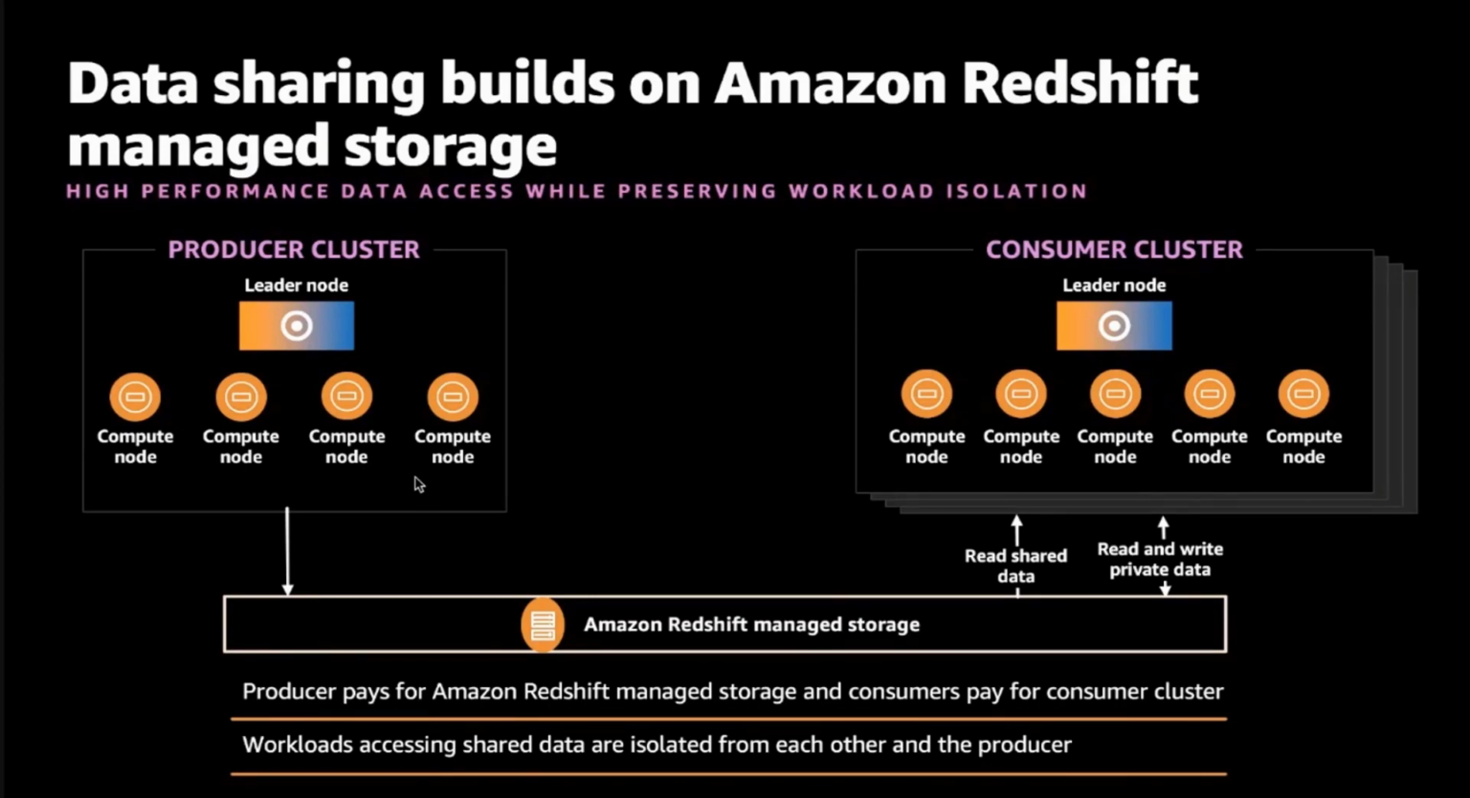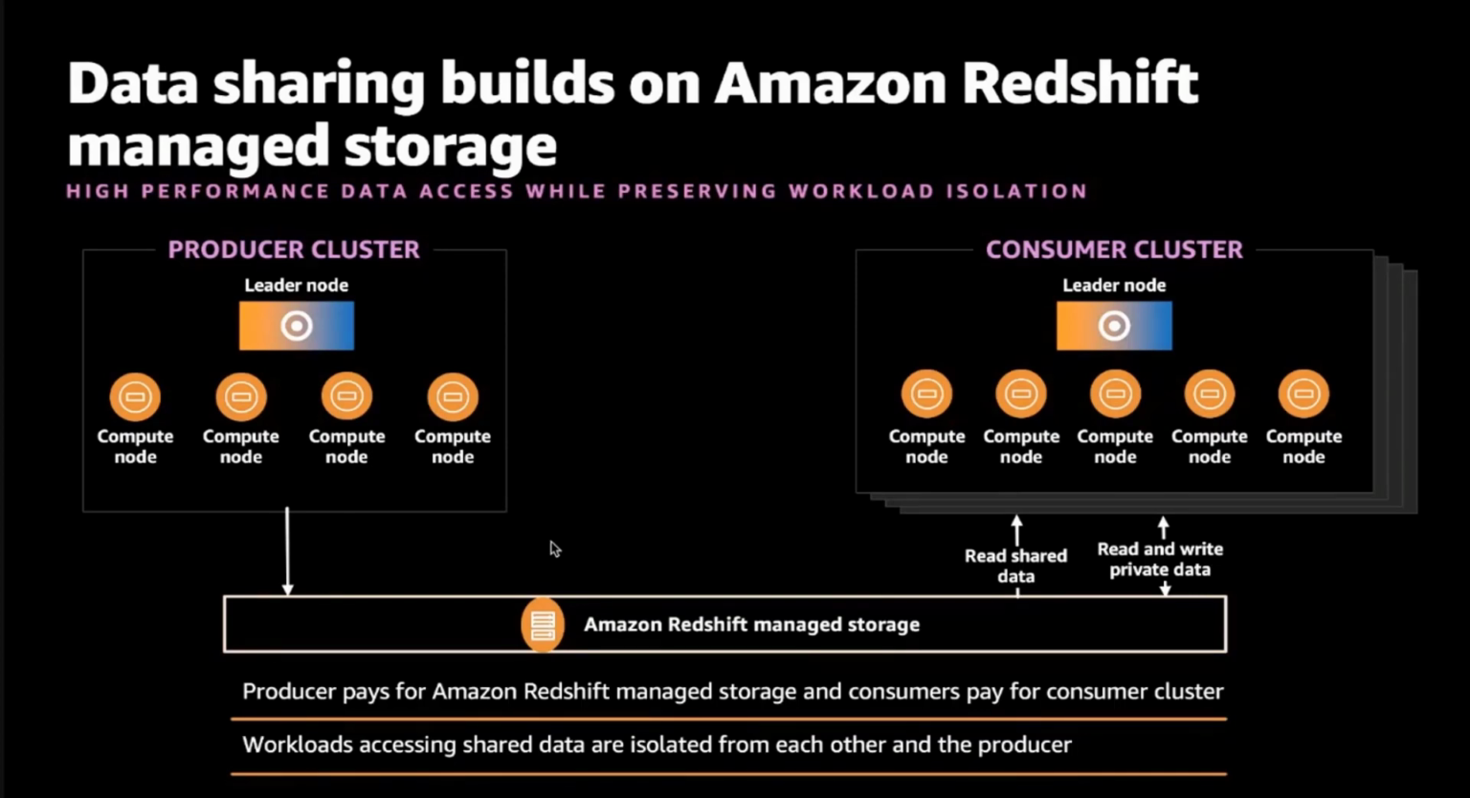So the way to think about it is you have a consumer cluster, you're getting queries on the consumer cluster, and they leverage the compute from the consumer cluster only. Similarly, you have workloads that are running on the producer cluster, and they are leveraging compute only on the producer cluster. But from a data access layer, the consumer is able to access the data for read purposes from the producer. So again, the whole data access is happening through the managed storage layer, so there is no impact to the performance, and the workloads accessing shared data are isolated from each other.